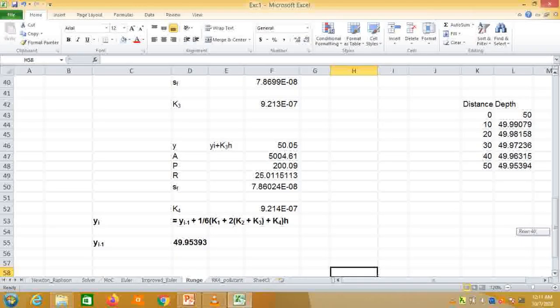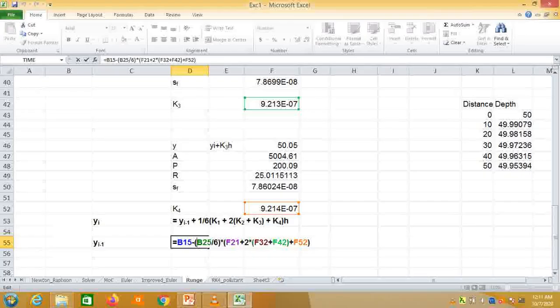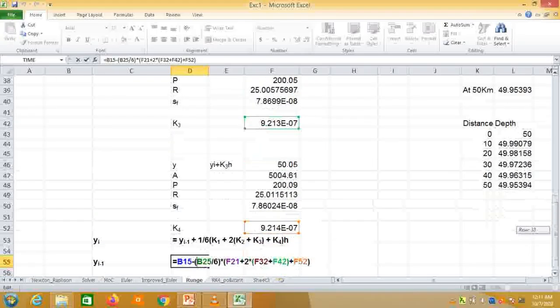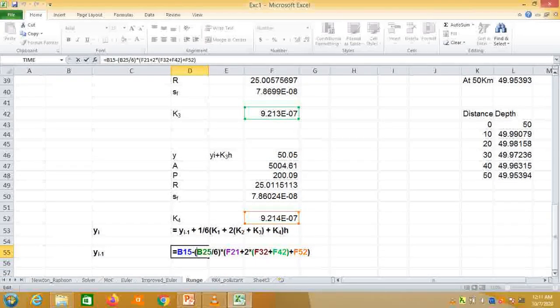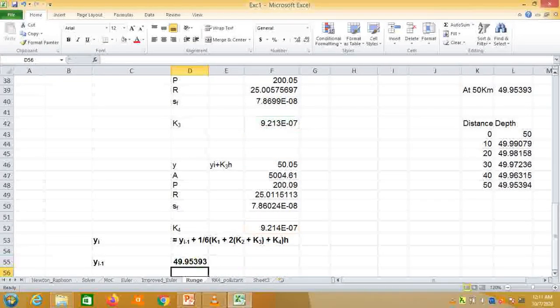Yeah? So that should give you these values now. Once you find these values, deduct them from 50 meters: 50 meters minus the weighted average of those values times h. Then this should give you a depth of 49.95 upstream. So this is at 50 kilometers.